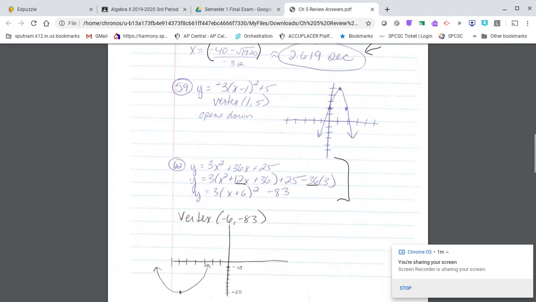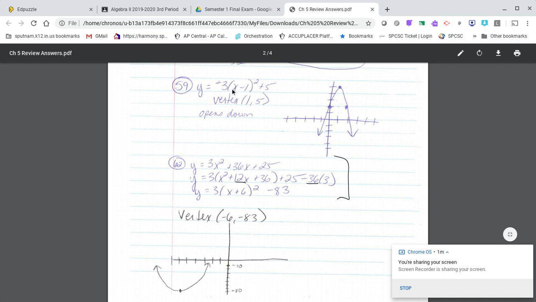Vertex form. The vertex, right, that would be a good thing to write down. y equals a times (x minus h) squared plus k, where the vertex is (h, k). So in this one, the vertex is (1, 5). Because this is negative, it opens down, and it's stretched by a factor of 3. So I can go over 1, down 3 to get my next point, or you can make an XY chart.